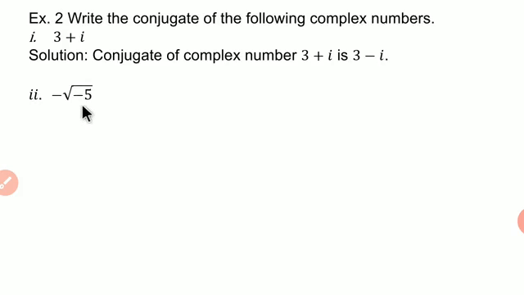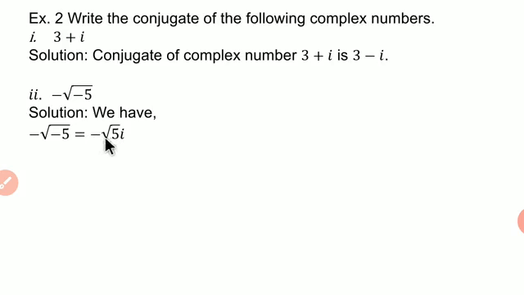It is minus square root of minus 5. So first we write this number in the complex number form. So solution, we have minus of square root of minus 5, it is equal to minus square root 5 i. Now this is a pure imaginary complex number because here the real part is 0.